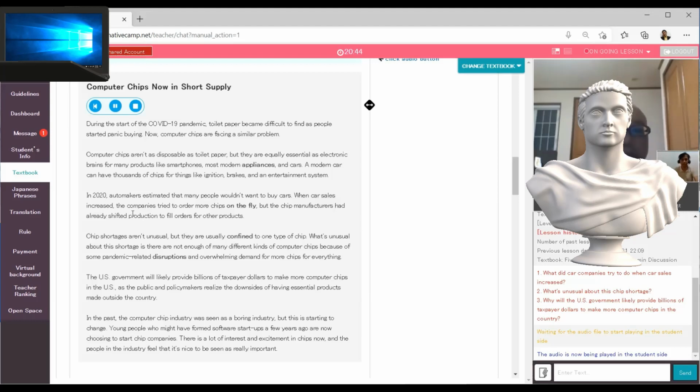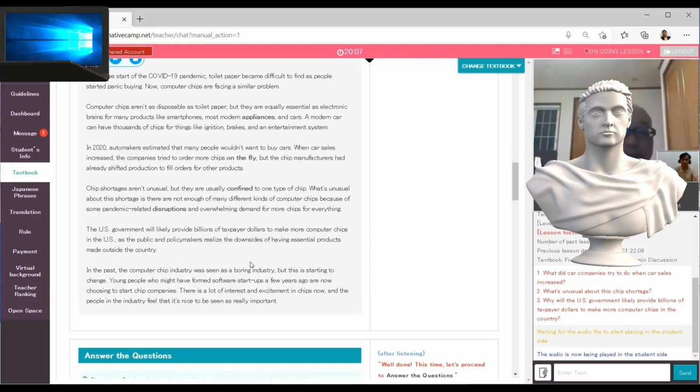In 2020, automakers estimated that many people wouldn't want to buy cars. When car sales increased, the companies tried to order more chips on the fly, but the chip manufacturers had already shifted production to fill orders for other products. Chip shortages aren't unusual, but they are usually confined to one type of chip. What's unusual about this shortage is there are not enough of many different kinds of computer chips, because of some pandemic-related disruptions and overwhelming demand for more chips for everything.